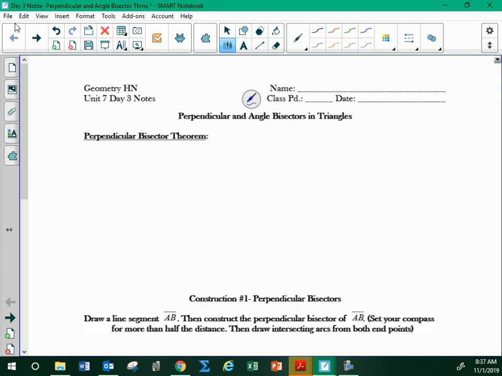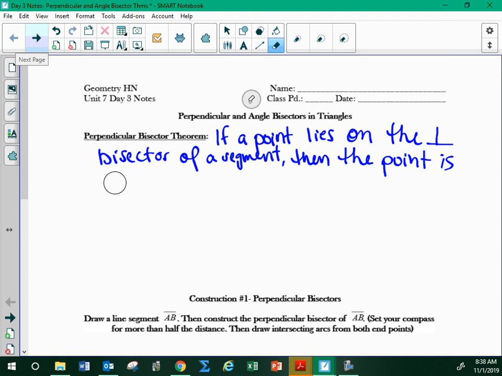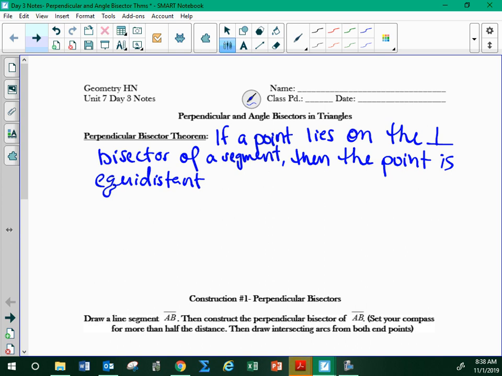So the perpendicular bisector theorem says, if a point lies on the perpendicular bisector of a segment, then the point is equidistant from the endpoints of the segment.